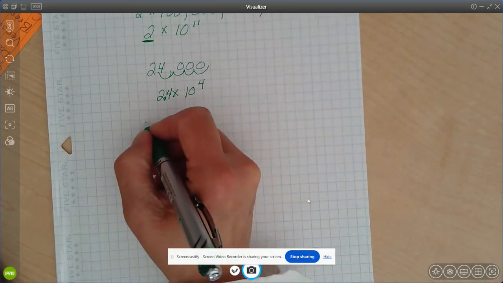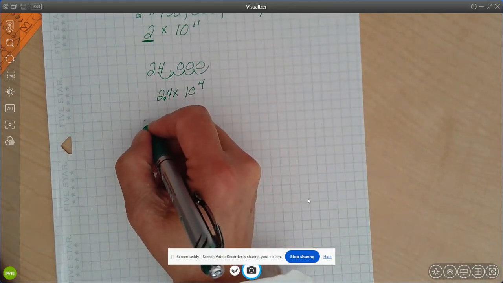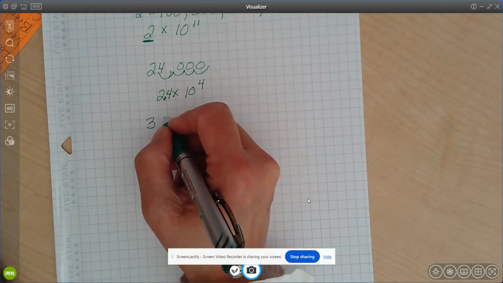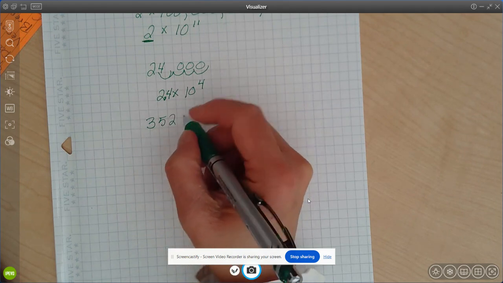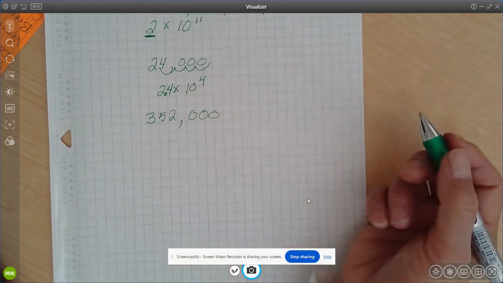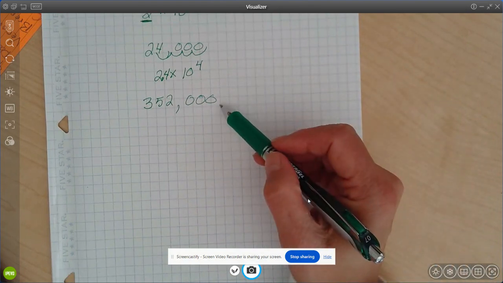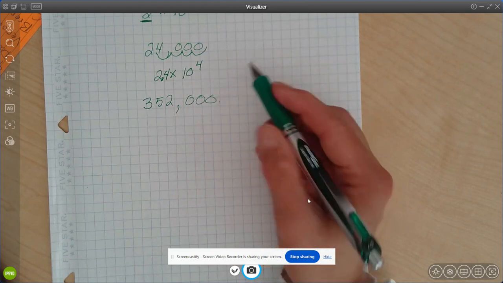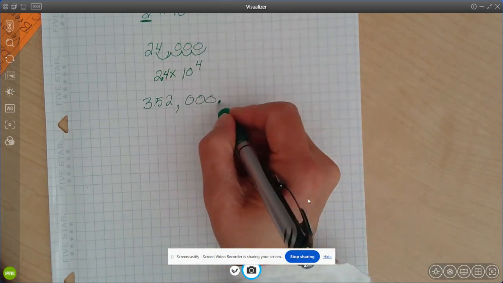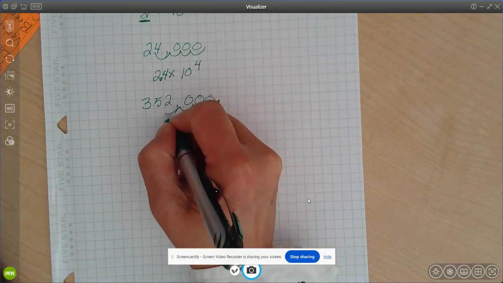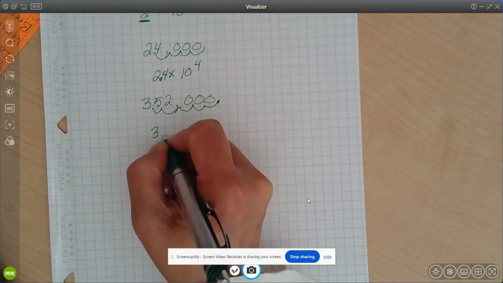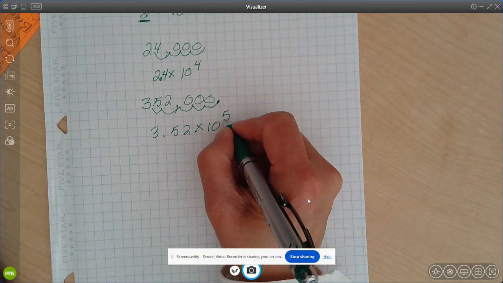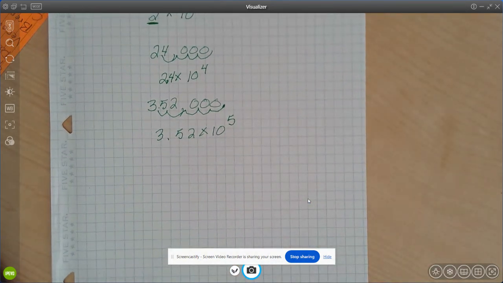I'm going to do one more. 352,000. So again, we want to make sure we make a number that is between 1 and 10. So the highest place value is the ones place. So I'm going to move the decimal from here to here. And I count the place values. And I get 3.52 times 10 to the 5th power. So that's for really big numbers.